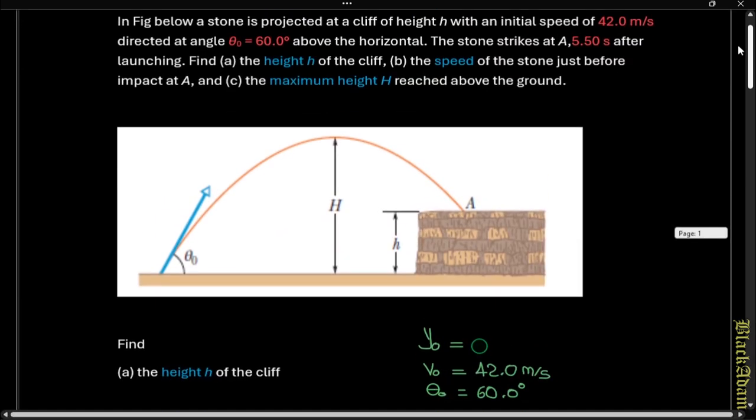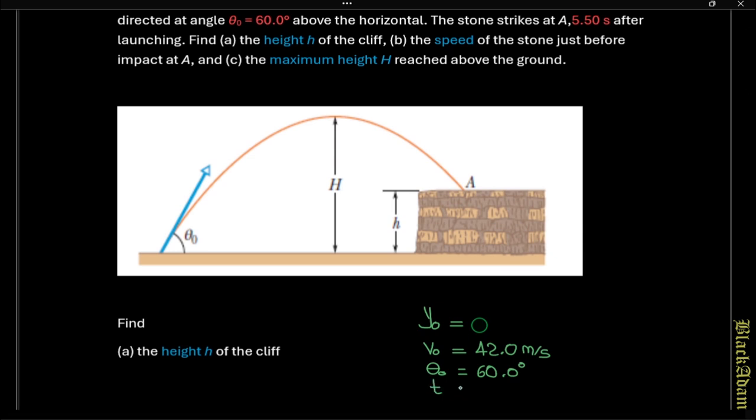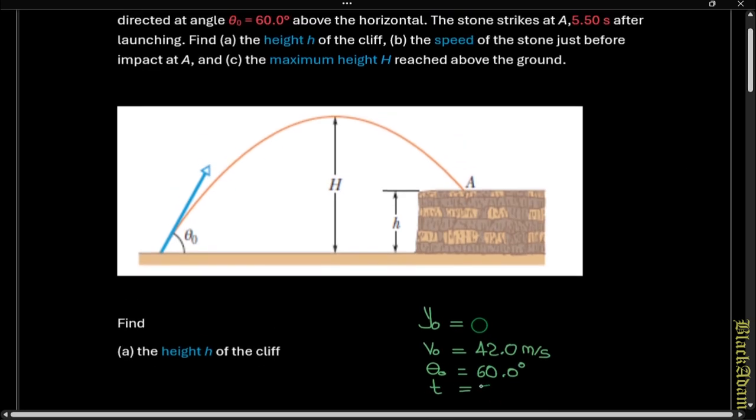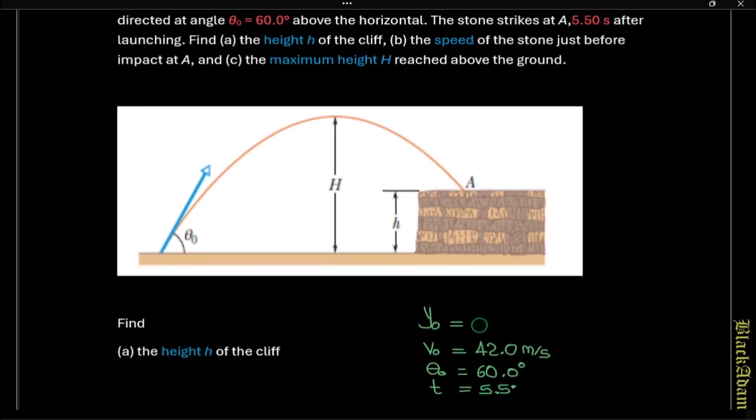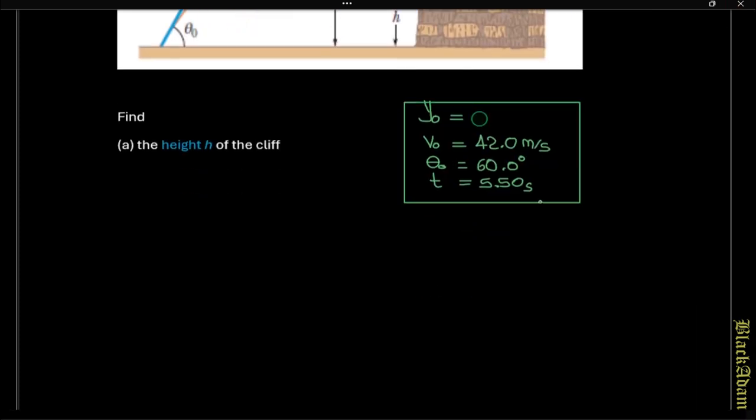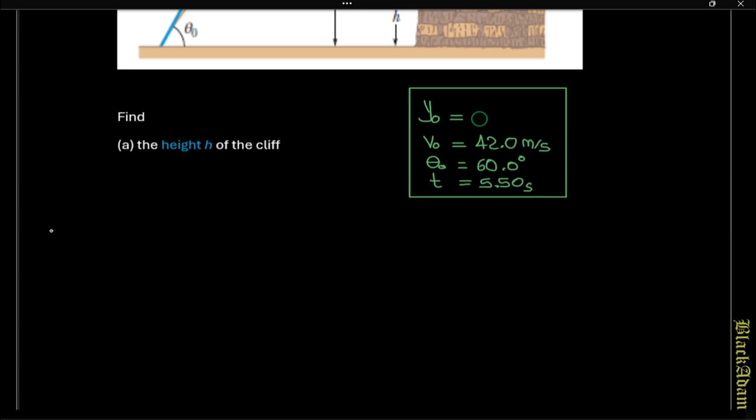And then we have the time. Our time given is 5.50 seconds. So that's 5.50 seconds. Those are the given data, so we're going to plug in different information depending on the question. So the height h of the cliff will be our height there.